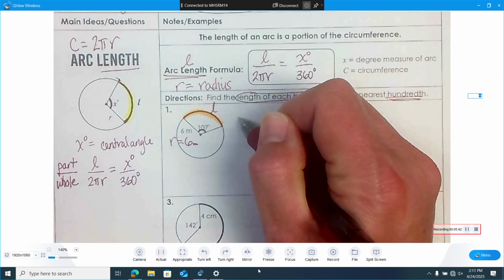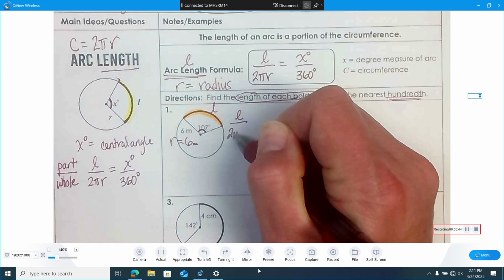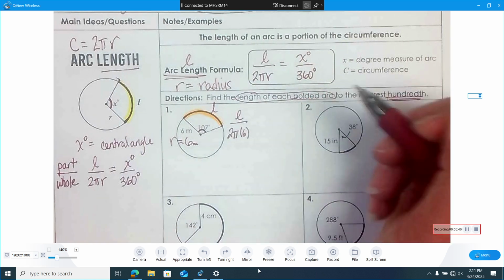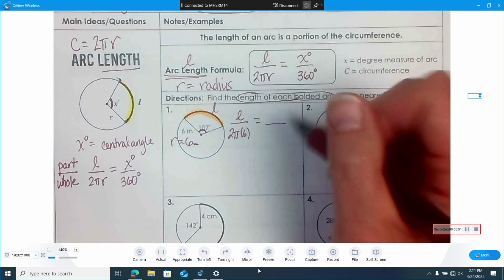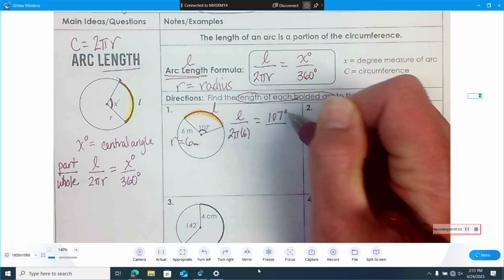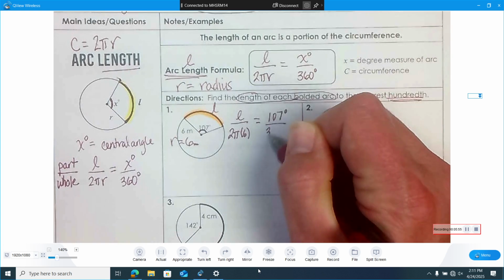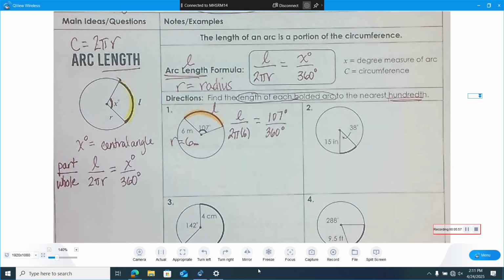So I'm going to set this up. We want L over 2 times pi times 6 equals, what's our angle? 107 degrees out of how many total degrees? 360. So we're creating a fractional portion of the circle.